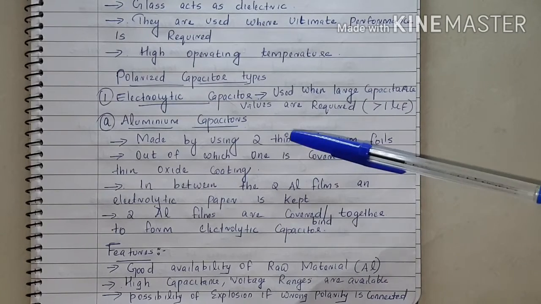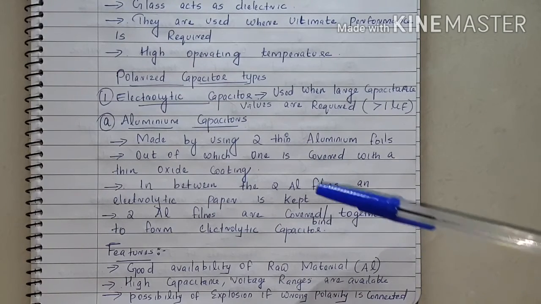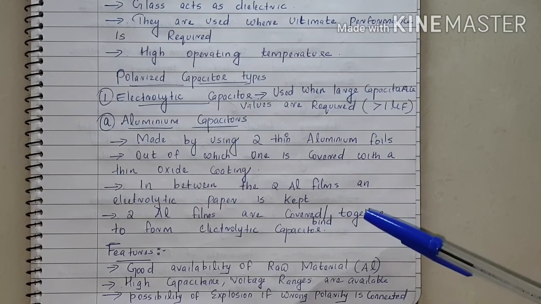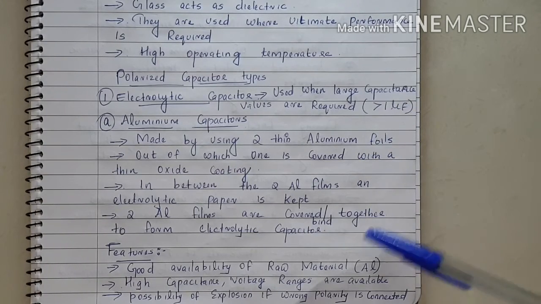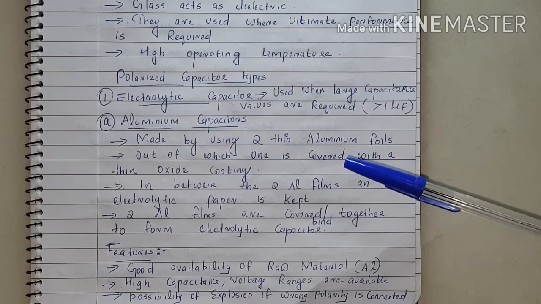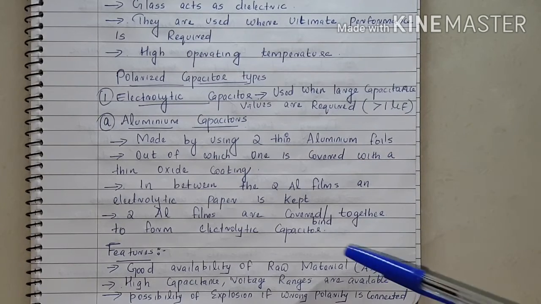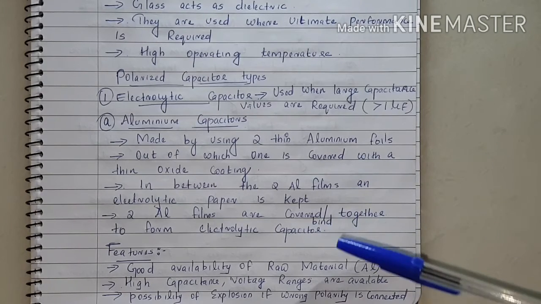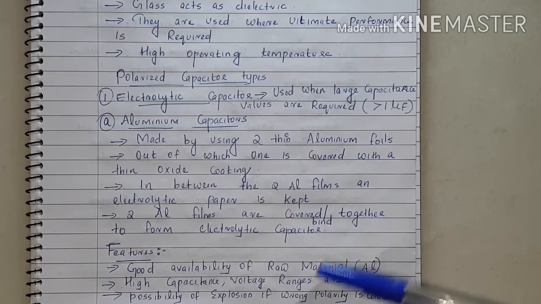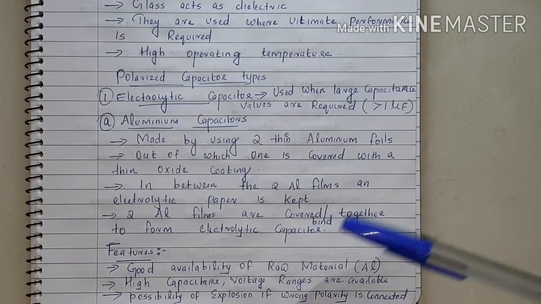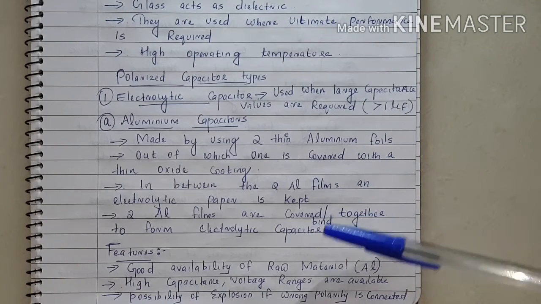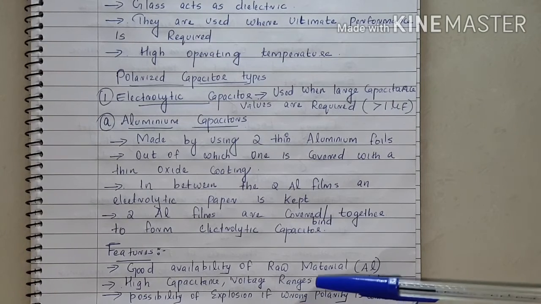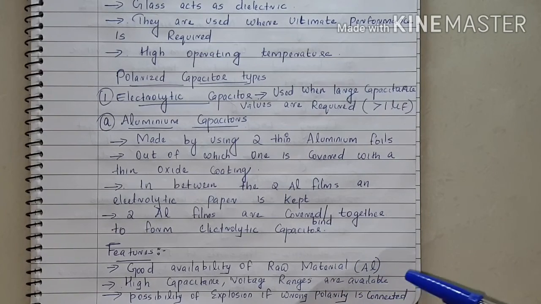What is an aluminum capacitor? They are formed by using two thin aluminum films, out of which one is covered with a thin oxide coating, and in between the two aluminum films an electrolytic paper is kept, and the two aluminum films are wound together to form the electrolytic capacitor. Their features are good availability of raw material, that is aluminum.